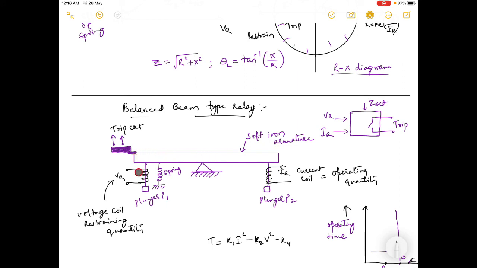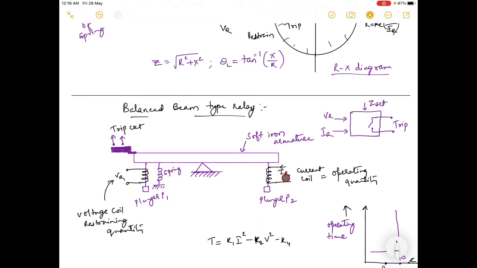Why? Because when there is no fault, voltage will be high, correct? When there is a fault, current will be high, but when there is no fault, voltage will be high. Since voltage is high, it will pull down this plunger P1, because this coil is more excited compared to the current coil. And the spring also will be there, so it will pull down. The spring is attached to this, so it doesn't make any contact.